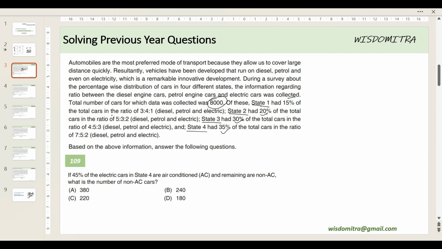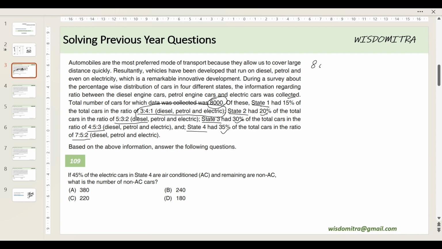Okay, I'll go into how to pick up this percentage number quickly. But before going there, here is the breakup of each state. If you see, diesel, petrol, and electric are 3:4:1, 5:3:2, 4:5:3, and 7:5:2. So these are the ratios in which each of these vehicles are divided. In the sense that state 1 had 15% of total vehicles, and those vehicles are divided in the ratio of 3, 4, and 1.